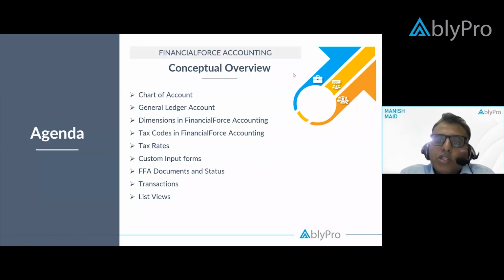First is your chart of account. Second is general ledger account. Third is dimensions in FinancialForce accounting. Fourth is tax codes in FinancialForce accounting. Fifth is tax rates, custom input forms, FFA documents and status, transactions, and finally we will end this webinar with a small topic and discussion on list views.